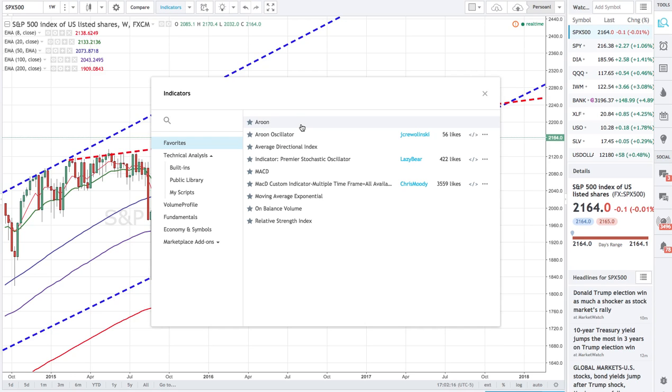There's the Aroon Indicator, the Aroon Oscillator, the Average Directional Index, the MACD, which I'm going to talk about with you guys next week, the Moving Average, the Exponential Moving Average, the On Balance Volume and the Relative Strength Index.